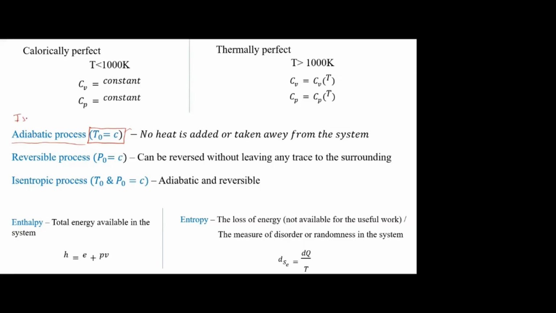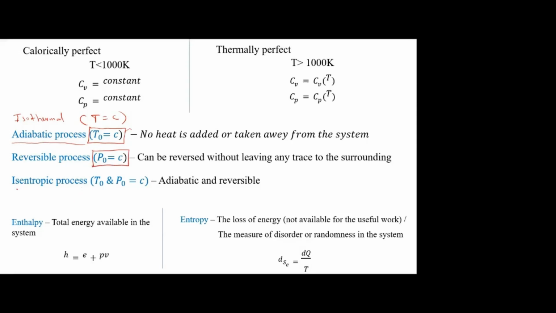Another process I missed, that is isothermal. There the static temperature is constant. Okay, we won't use the isothermal. So isothermal means static temperature is constant. Adiabatic means T0 is constant. Then reversible process: the process can be reversed without leaving any trace on the surroundings. So here P0 is constant.